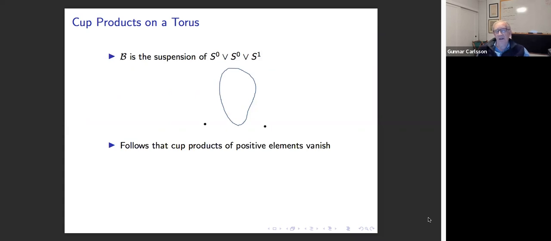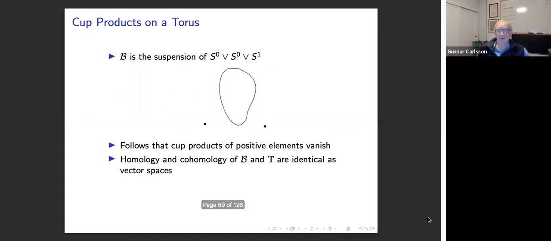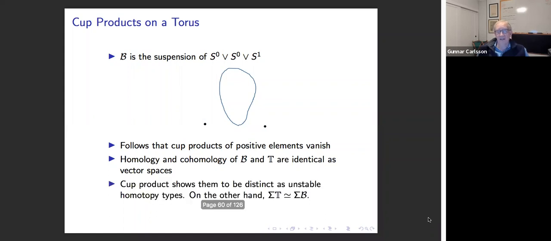And the reason B is a suspension is that the space that it's a suspension of is the circle disjoint union with two points. So it follows that the cup products of positive elements vanish, and the homology and cohomology of B and T are still isomorphic as vector spaces. And it turns out that one can show that the suspension of T is actually homotopy equivalent to the suspension of B. So in other words, these homotopy types definitely become the same after a single suspension.